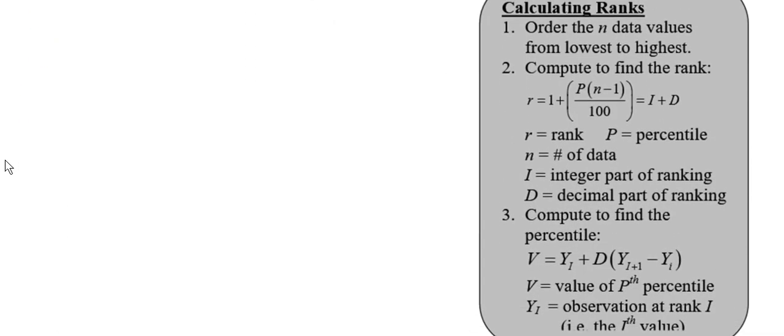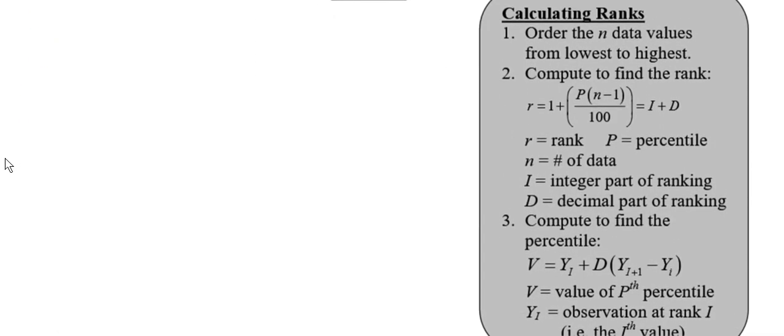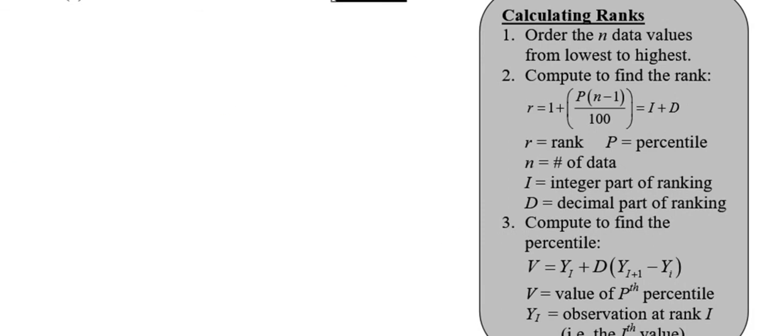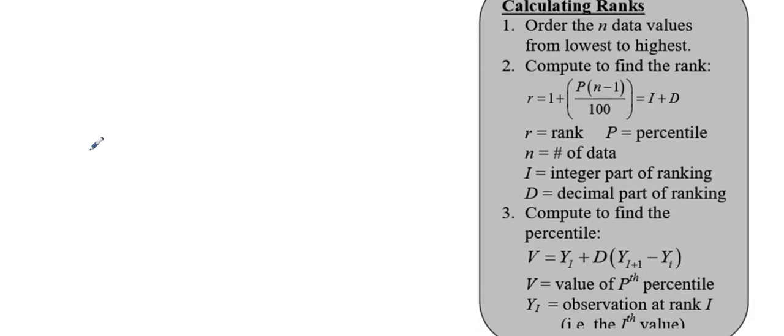This is the process. And remember that you will get the formulas on the test. You will not be told what the letters mean, but you will get these two formulas on the test. So the first thing you want to do is order the n pieces of data from lowest to highest. We've already done that. The next thing you have to do is calculate the rank.